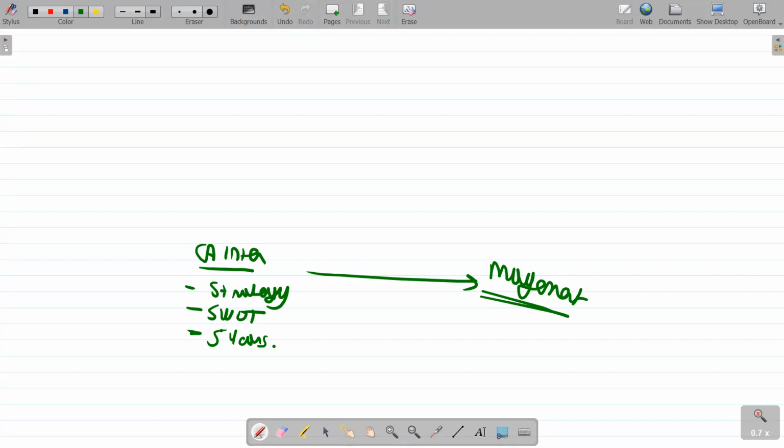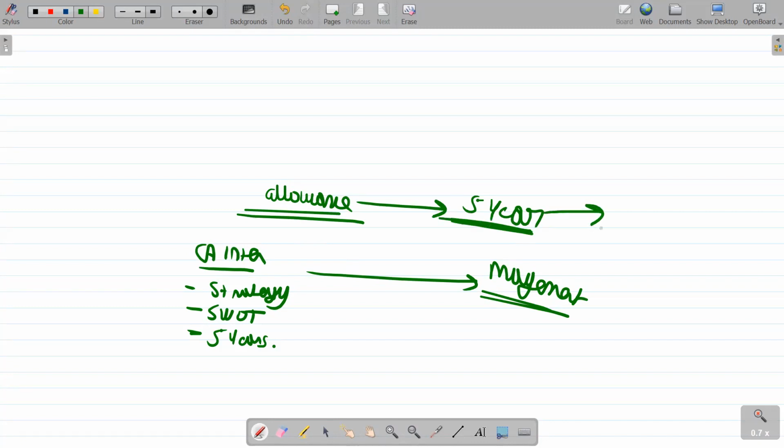Fourth thing, you have to make some allowances in strategy. Allowances means, though you have decided that in 5 years you will finish everything, do you know about the future? No. Anything can happen. For example, you have to attend some marriages, or your health goes down. So you have to make possible allowances for unexpected events.